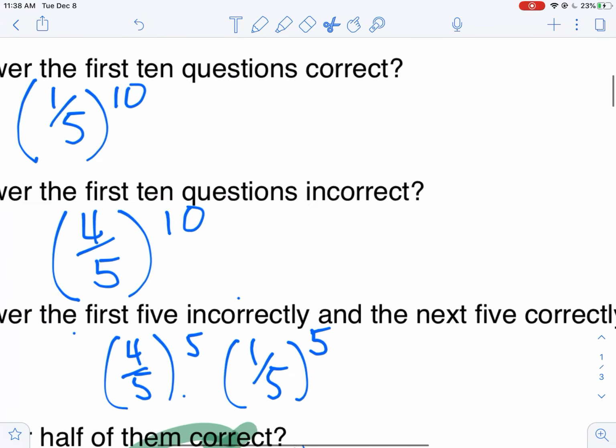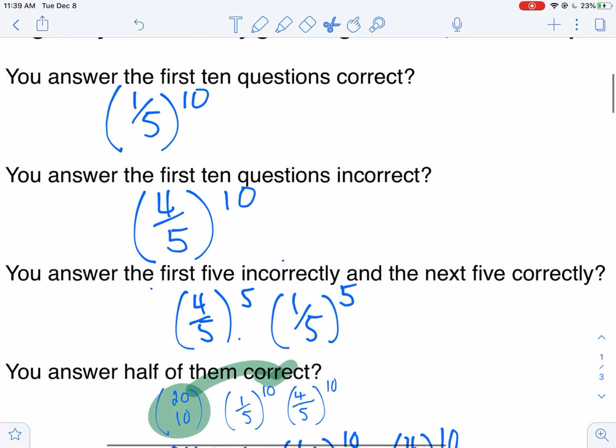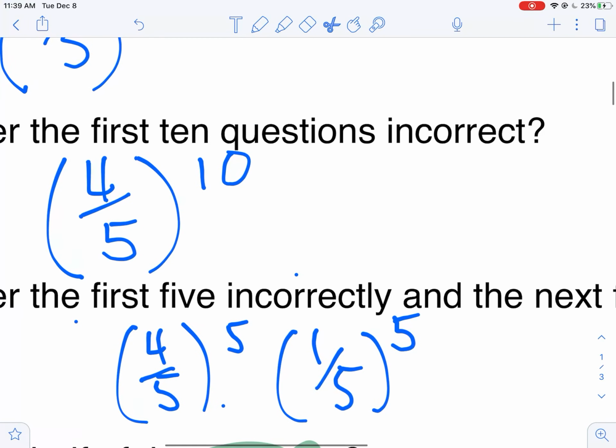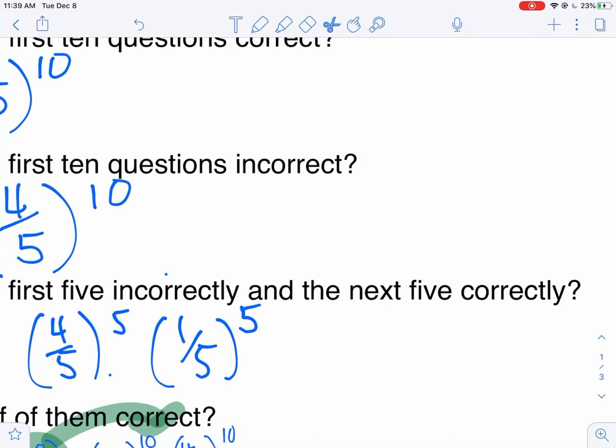Okay, now the next one. You answer the first 5 incorrectly, and the next 5 correctly. You'll notice I don't have a combination function here because there's only one possibility of this happening. First five are wrong, next 5 are right. That's it. I don't need to use my combination function here because it's like a long branch on a tree diagram. 4/5 wrong, keep going 5 times. And then after that, we're going to go 1/5 right, and then keep going. Again, you're only thinking about one branch on that tree diagram.